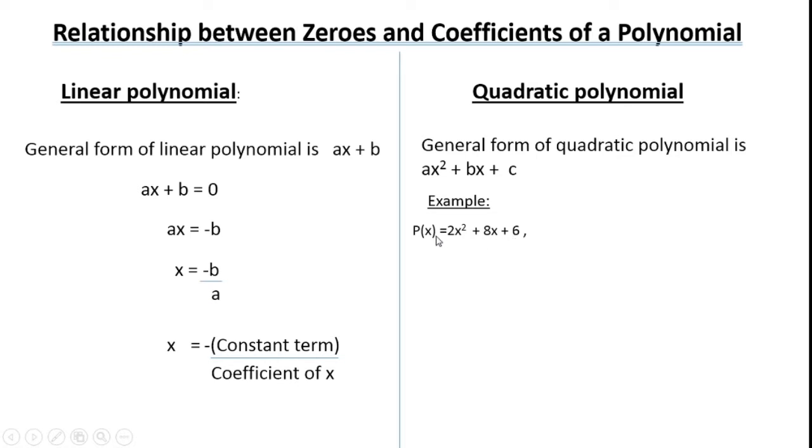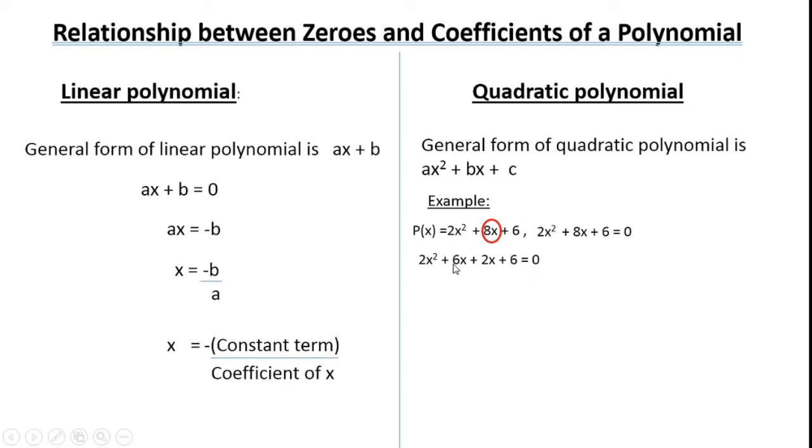Now we can write p of x equal 0. So 2x square plus 8x plus 6 equal to 0. Now we have to find the factors of this polynomial. From the factors, we can find the zeros. So how to find the factors of this polynomial? We can use the factorization method by splitting the middle term. See here, this 8x is the middle term. Now we can split this 8x into 6x plus 2x. Now I wrote 2x square plus 6x plus 2x plus 6 equal to 0.